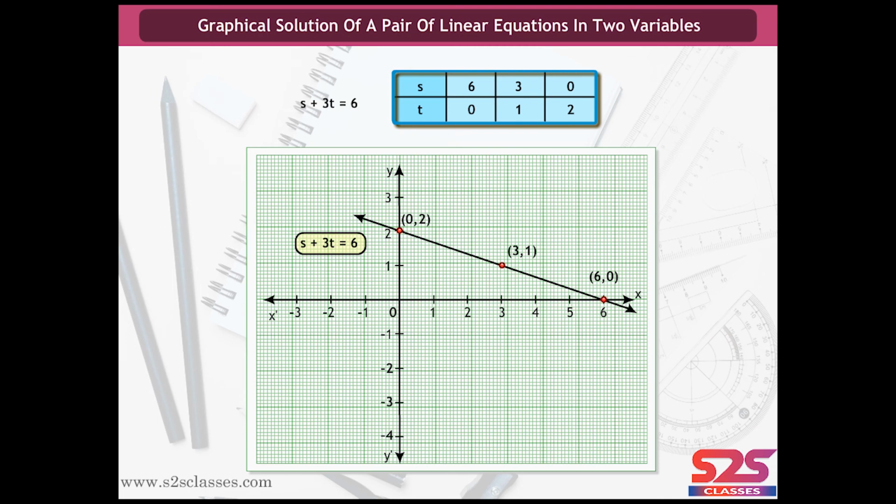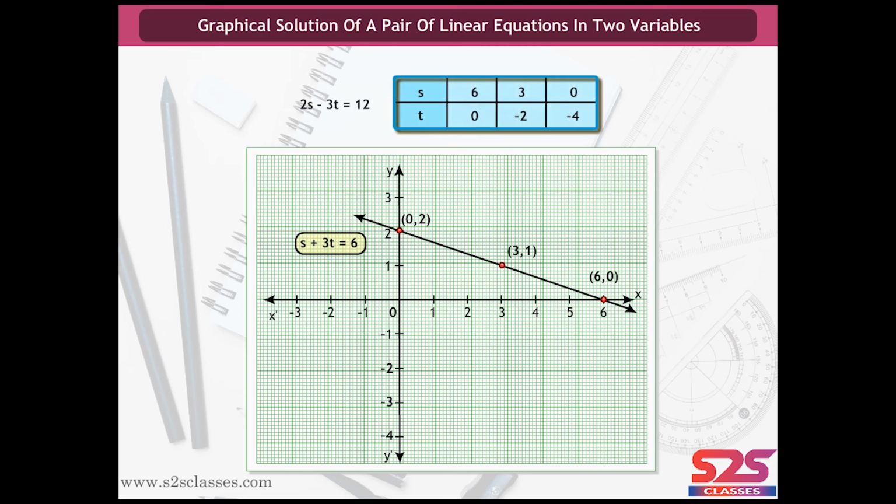Now take the second solution table and again plot the 3 points (6, 0), (3, minus 2) and (0, minus 4), and join them and extend the line. As we see, the points (0, 2) and (0, minus 4) are where the lines intersect the y-axis, and that is what we required.